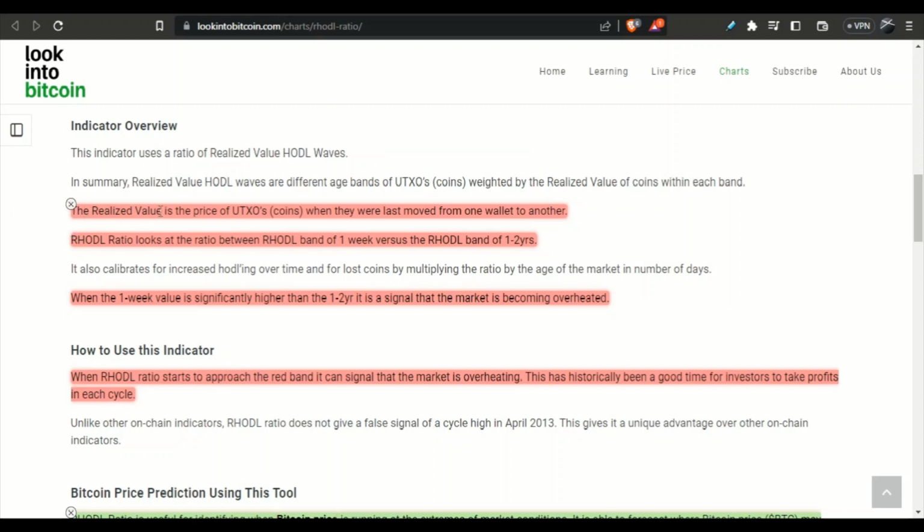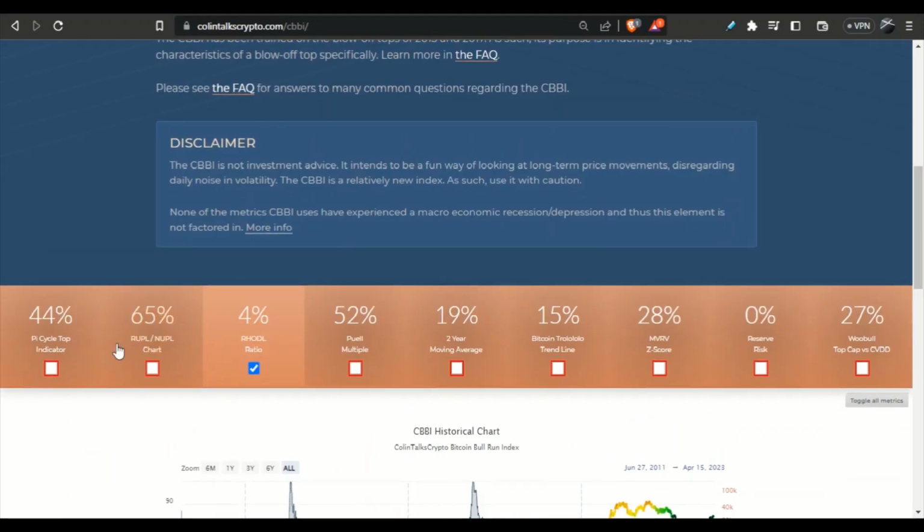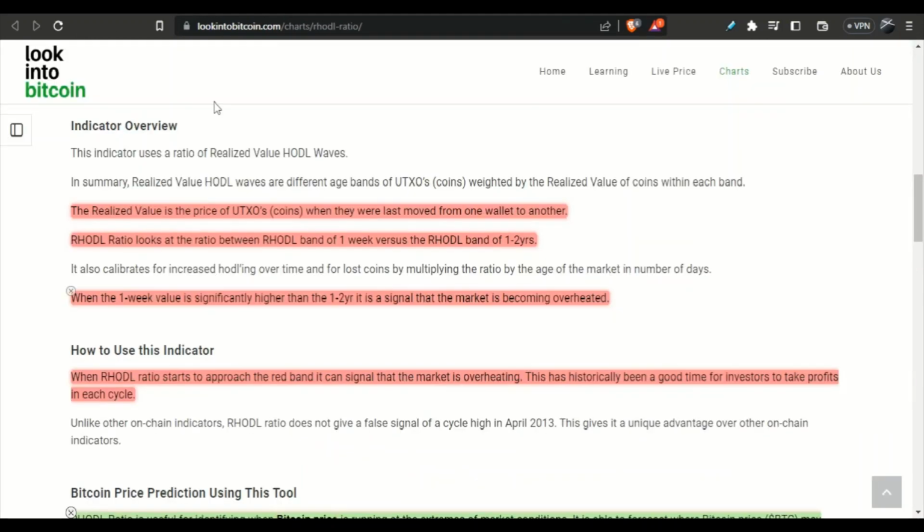The realized value is the price of the coin when it was last moved from one wallet to another. So here we are tackling the last moved price of a coin, not the current market value of a coin, which we discussed earlier in the NUPL video. If you didn't watch that one, go back. I'm gonna link it here. So watch everything on this playlist. It's gonna be helpful for you. So here as well, we focus on the last moved price.